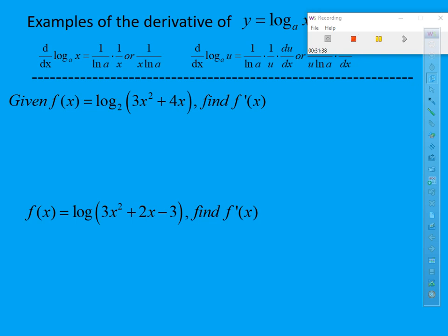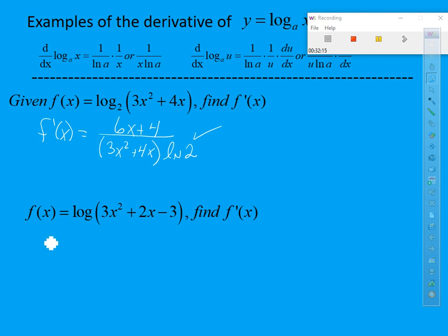Here goes your number 22. Looks like this derivative is going to be the derivative of what you see, 6x plus 4, over what you see, the quantity 3x squared plus 4x, times the natural log of the base, which happens to be natural log of 2. Unless something goes into 6, 4, 3, and 4, you're done. So in this case, we're done.